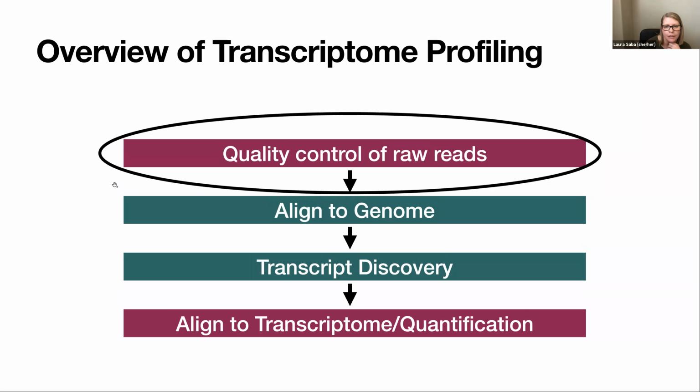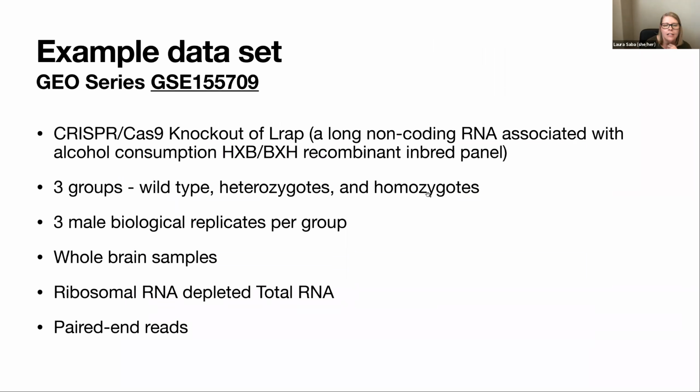So we'll start off with quality control of the raw reads. I am going to use this example data set throughout. It's available on GEO. It's a CRISPR-Cas9 knockout of LRAP, and my intent is to put some example code up with these lecture notes and this recording within the next week or so. It's 3 groups: wild type, heterozygotes, homozygotes. We've got 3 biological replicates per group. We did a whole brain sample. We did ribosomal RNA depletion of total RNA, and we're looking at paired end reads.